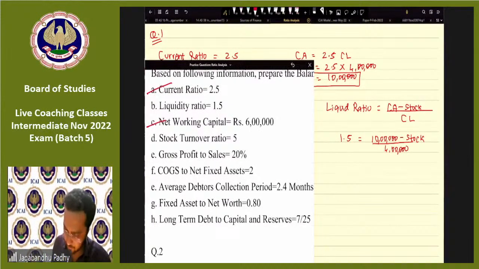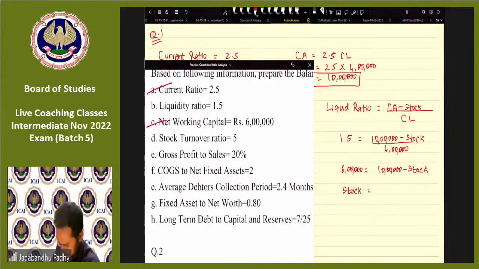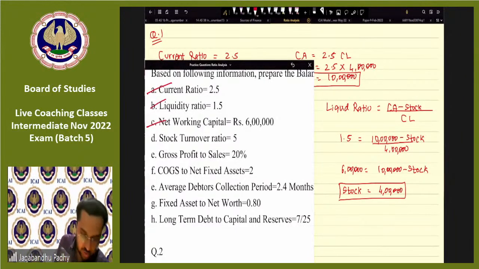We say 1.5 into 4 lakh is 6 lakh, which is equal to 10 lakh minus stock. So stock is 10 lakh minus 6 lakh, which is 4 lakh. So we got another piece of information that stock, or inventory, is valued at 4 lakh. So we have used the liquidity ratio also.